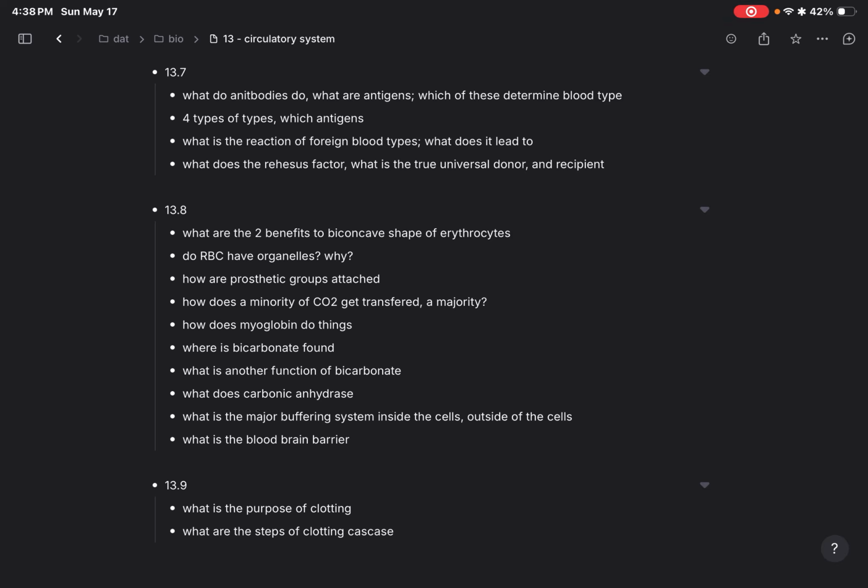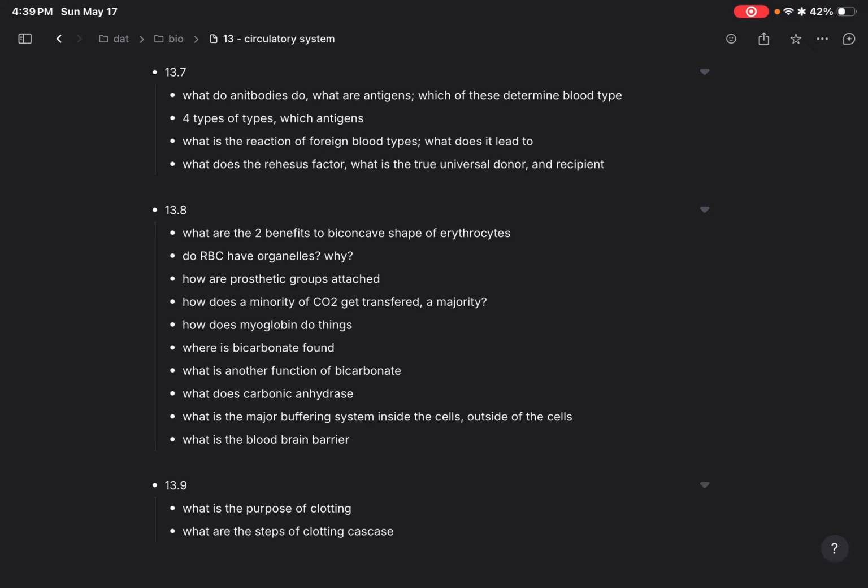What are the major buffering systems inside cells? Inside cells, intracellular, that is phosphate. Outside the cells would be bicarbonate. What is the blood-brain barrier? It's a highly selective membrane that coats the blood vessels that go into the brain, and barely allows anything to go through. It just allows fat-soluble vitamins, steroid hormones, oxygen, etc.